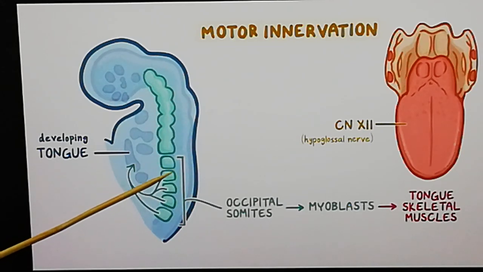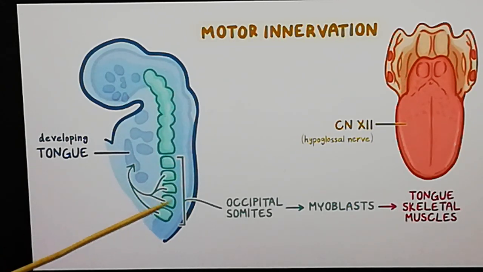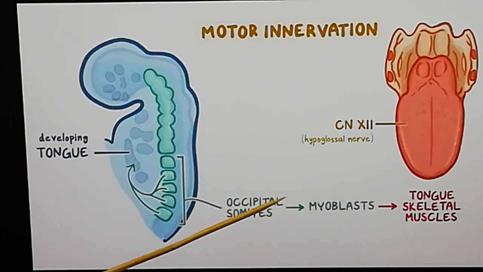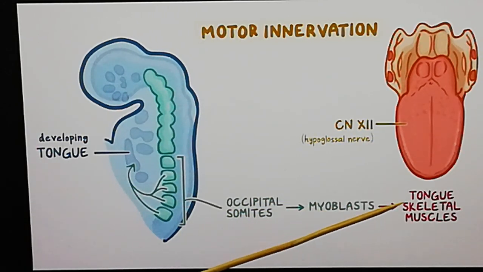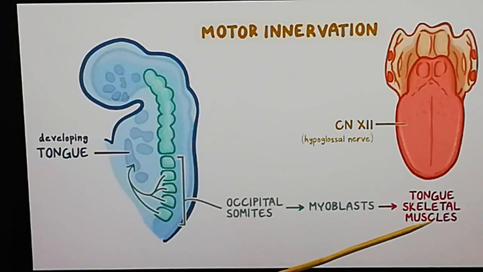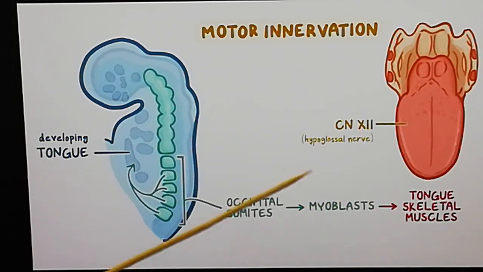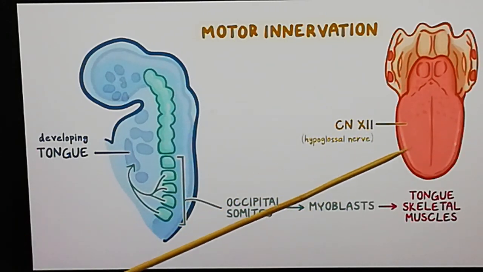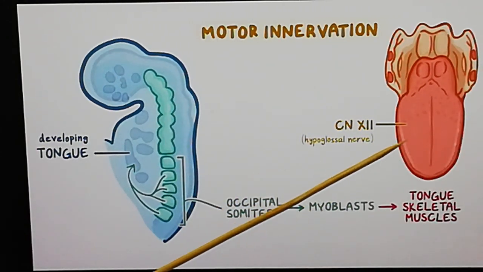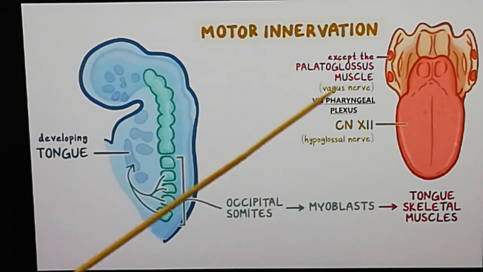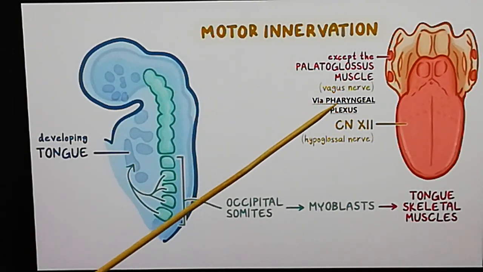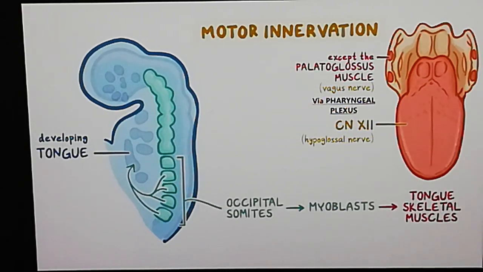Okay. In this picture, a lateral view of the fetus, you observe that these are the occipital somites that will give rise to myoblasts. So occipital region myoblasts will form the tongue skeletal muscles, and along with them they carry the hypoglossal nerve, which will be supplying all the extrinsic and intrinsic muscles of the tongue except palatoglossus, which is innervated via the pharyngeal plexus that carries the fibers of the vagus nerve.